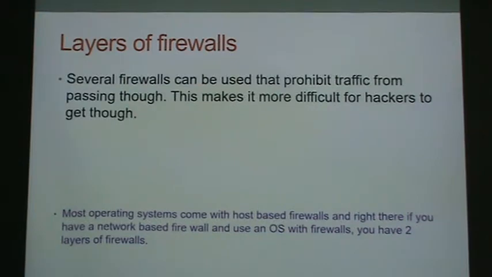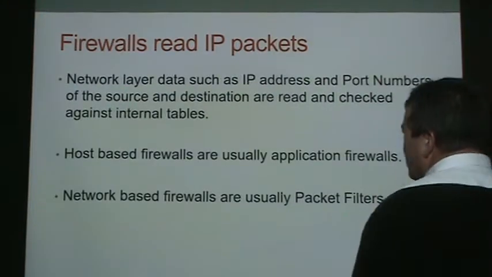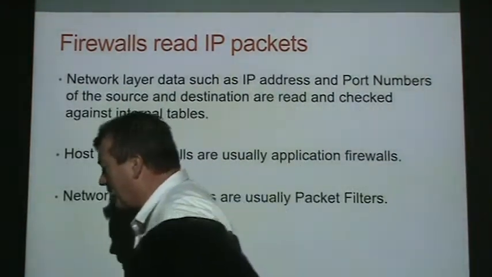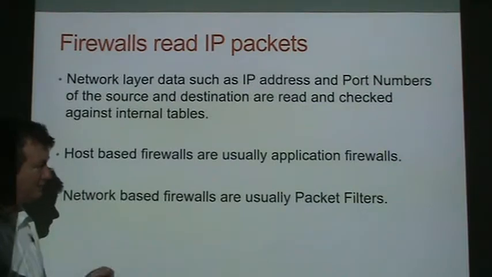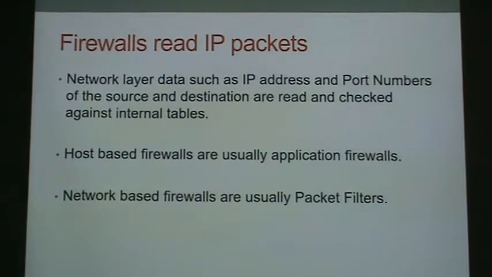So we could have layers of firewall. Okay, so firewalls read IP packets, and that's how they decide what messages to go through or not. So the network layer data such as the IP address and port numbers of messages from both the source and destination are read and checked against tables internal to the firewall.